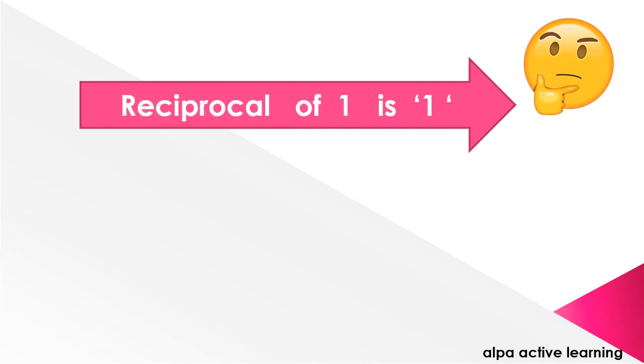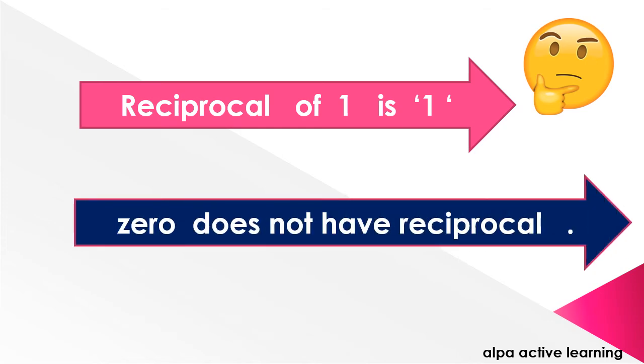Now, very important. What is the reciprocal of 1? Yes, it is always 1 because even if you invert it, you will get the answer 1. So this is the only number whose reciprocal is the number itself. Now, 0 does not have a reciprocal because the moment you write 1 upon 0, it becomes meaningless. So 0 does not have a reciprocal.